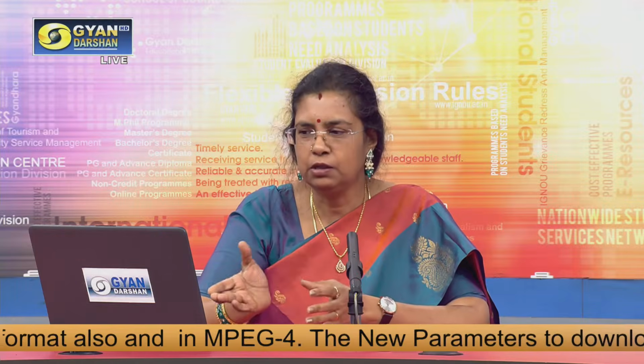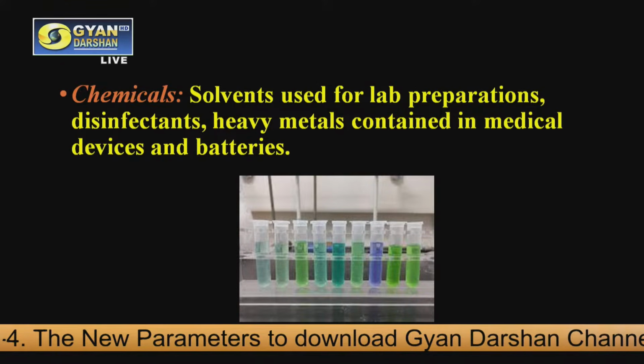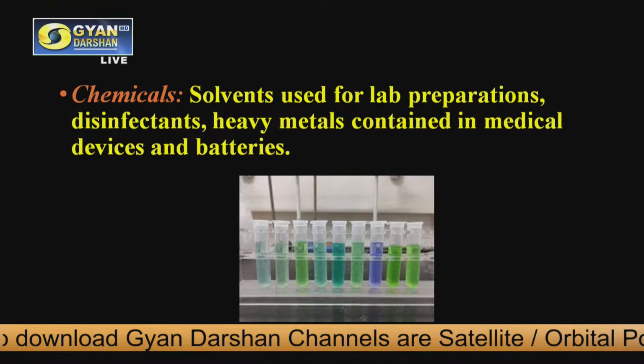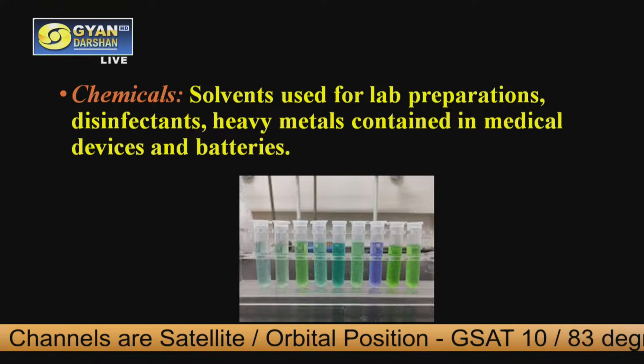So these chemicals used for lab preparations, the solvents used for the preparations, can also include disinfectants. They can include the heavy metals contained in medical devices and also certain batteries. All these colored liquids that we are seeing also need to be disposed of scientifically. Even that cannot be done casually, for example EDTA or ethidium bromide. You cannot just dispose of it as such into the sink.